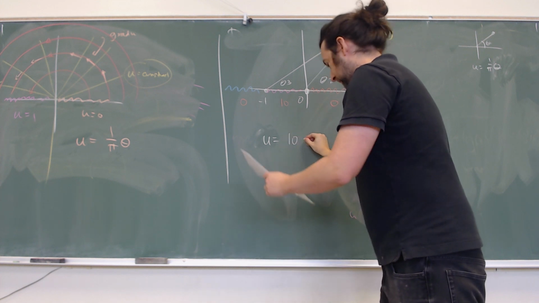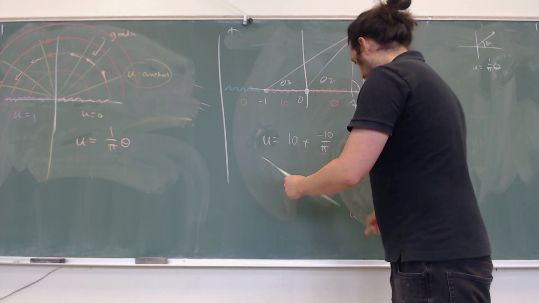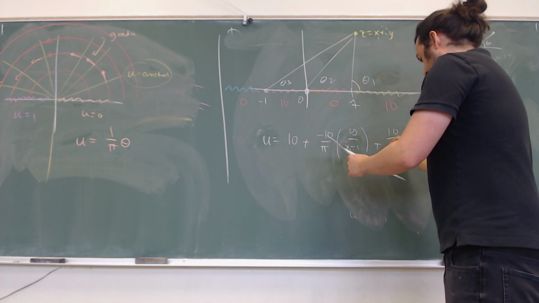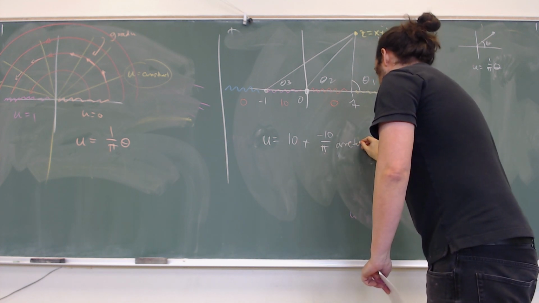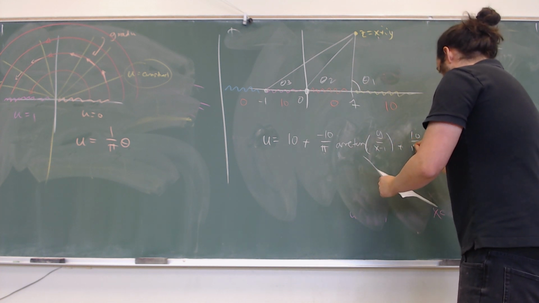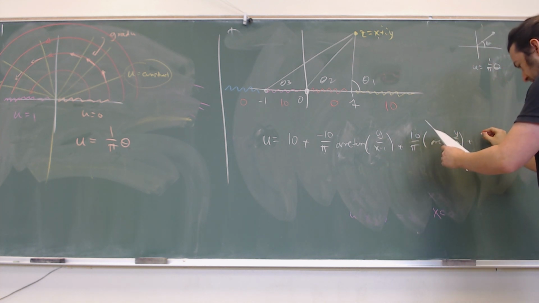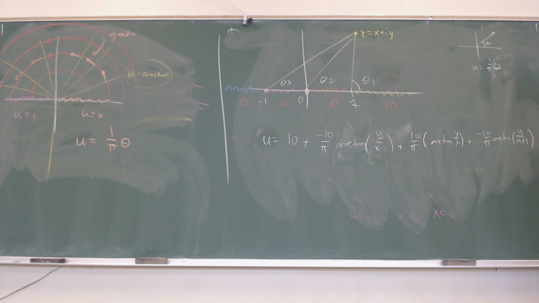So u is equal to 10 minus 10 over pi times the arctangent of y over x minus 1, plus 10 over pi times the arctangent of y over x plus negative 10 over pi times the arctangent of y over x plus 1. Is there an arctangent? What am I doing? Skipping my arctangent. So my claim is that for this specific setup, this is a solution. It's an example of a much broader family of solutions.